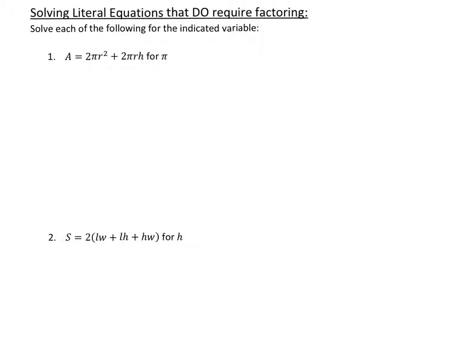So what we would do in this one is we'd first start by factoring pi out of the right side of the equation, treating it like a common factor. So we put it in front of a set of parentheses, and then you'd have 2r squared plus 2rh.